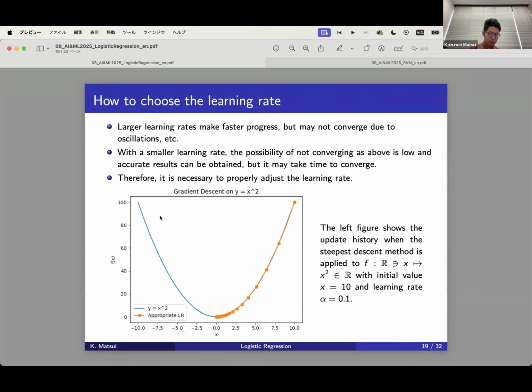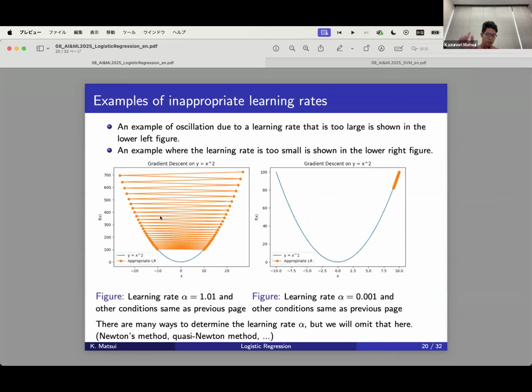There was a story that we need to choose the learning rate well. If it's too large, it might oscillate, and if it's too small, we can always get the accurate result if we have infinite time. But it may take time to converge, so we needed to choose it well.